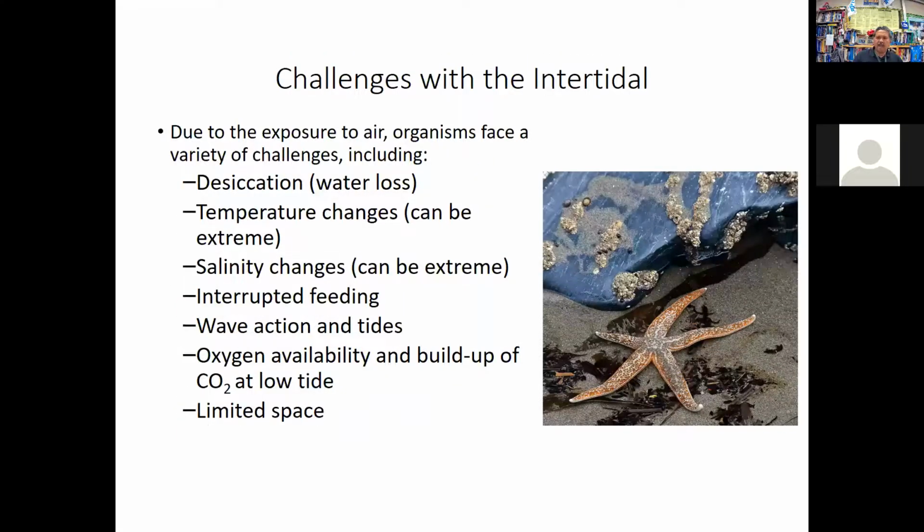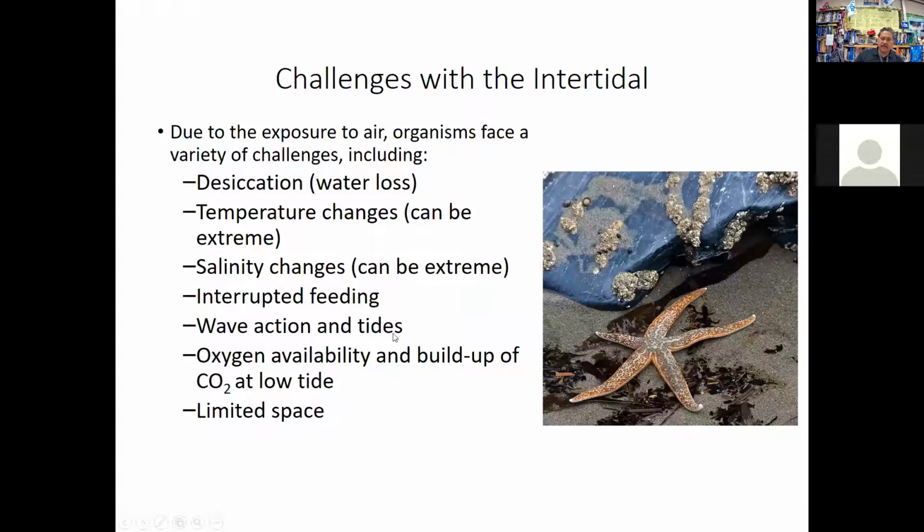All right, so if you live in an intertidal like this sea star does, you have all kinds of problems that you've got to cope with, for example, desiccation, high temperatures, salinity. These are some of the main ones. Interrupted feeding, because if you're a filter feeder, you've got to be in the water, and when you're out of water, then you aren't feeding.